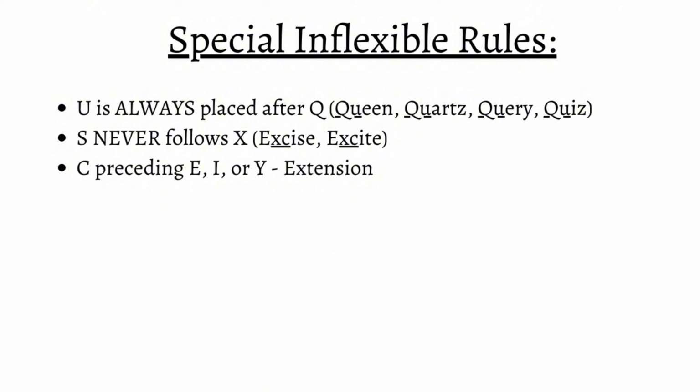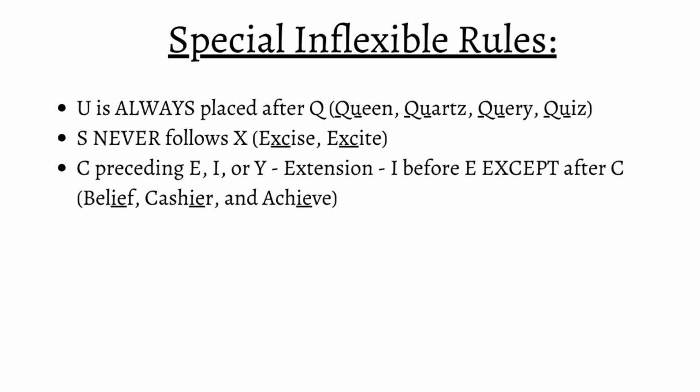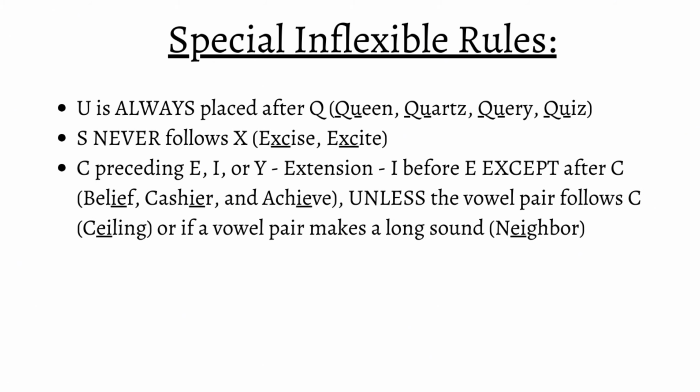An extension to C preceding E, I, or Y, it's possible to say I before E, except after C. Many English words include the diphthongs of I and E, where I comes first, as in belief, cashier, and achieve. It is generally true that I comes before E, unless the vowel pair follows C, as in ceiling, or if the vowel pair makes a long sound, as in neighbor. The only exceptions are special words, like leisure, height, and heist.